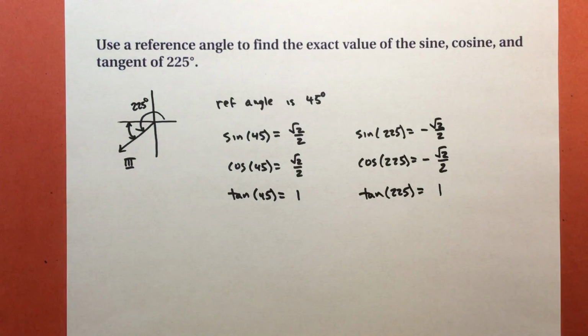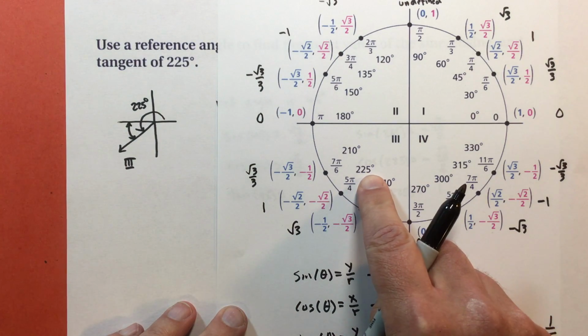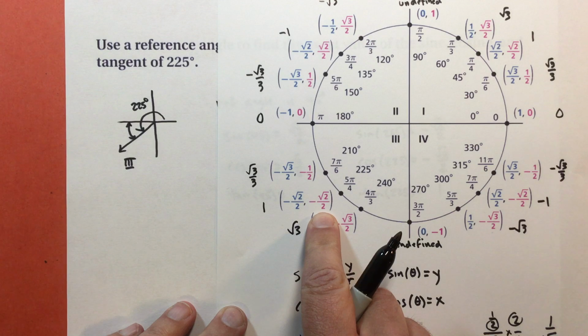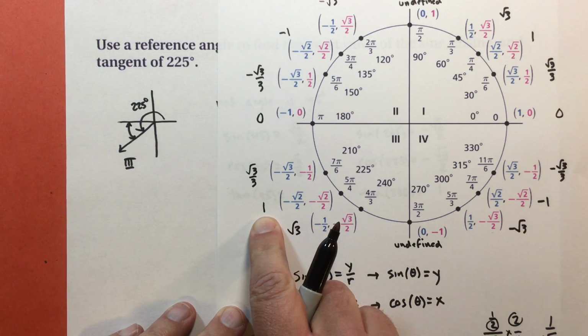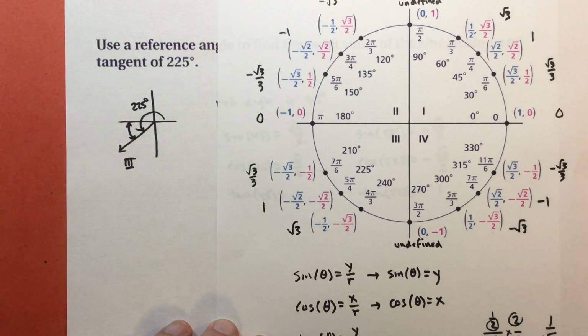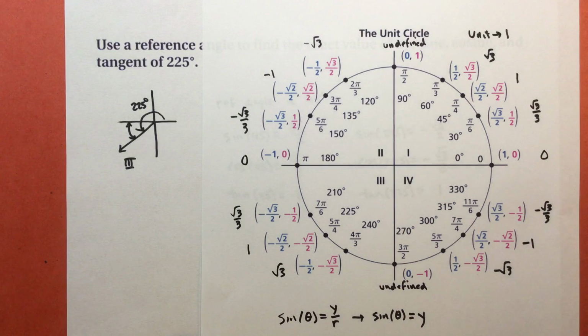But the truth is, you've already got it. Here's 225 degrees. The sine was negative square root of 2 over 2, the cosine was negative square root of 2 over 2, and the tangent was 1. So the unit circle already has it, but we use this idea of reference angle in order to draw the unit circle. So we're just going in circles, and sorry, pun not intended.